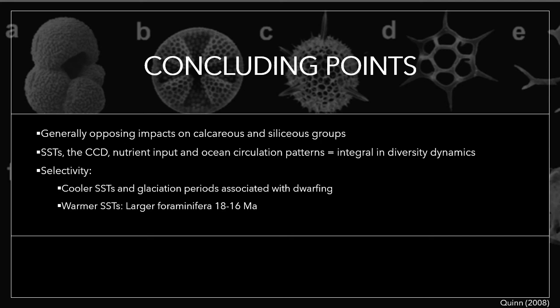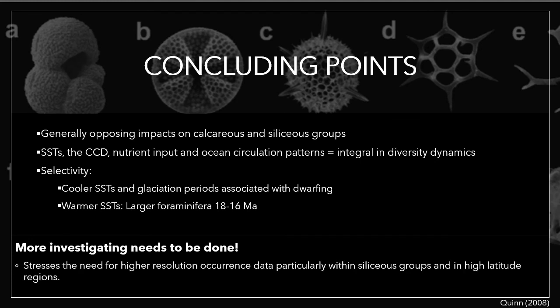During glaciation periods, dwarfing of foraminiferal tests appear to provide a selective advantage, suggesting the possibility of sea surface temperatures being an imperative control on foraminiferal size and subsequent diversity. Despite ingrained faults involved in utilising models, Pyrate provides a leap forward in quantitative testing of diversity change throughout geological time, but also stresses the need for more robust occurrence data records, particularly within siliceous groups as well as in high latitudes.